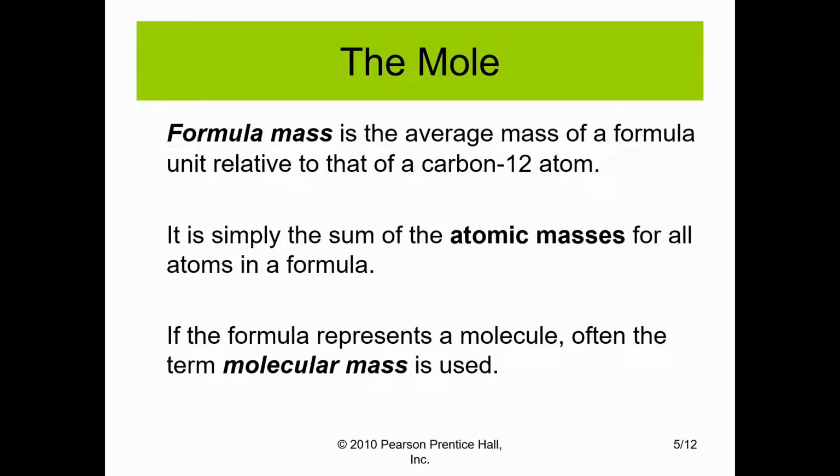Each substance that we might have a mole of is going to have a different weight. We're always going to have 6.02 times 10 to the 23rd atoms, but they're going to weigh different amounts. And this is going to be based on the formula mass. The formula mass is the average mass of a formula unit relative to that of the carbon-12 atom. And we can obtain the formula mass for any molecule by adding up the atomic masses for the individual atoms within the molecule. If the formula represents a molecule, often the term molecular mass is used.